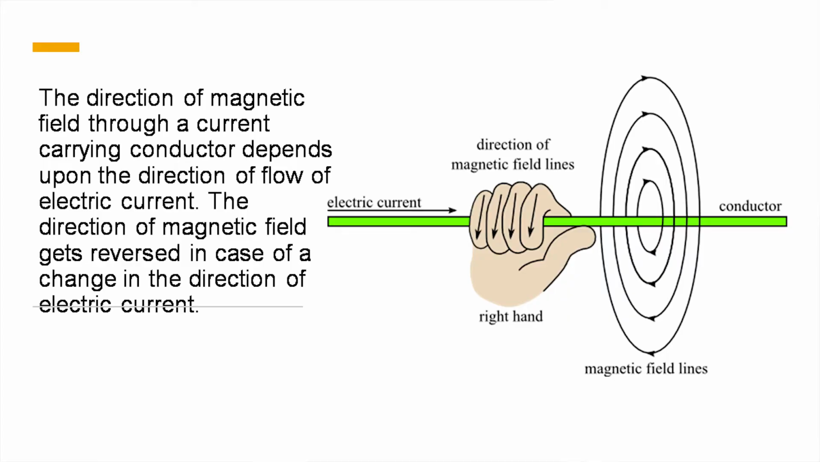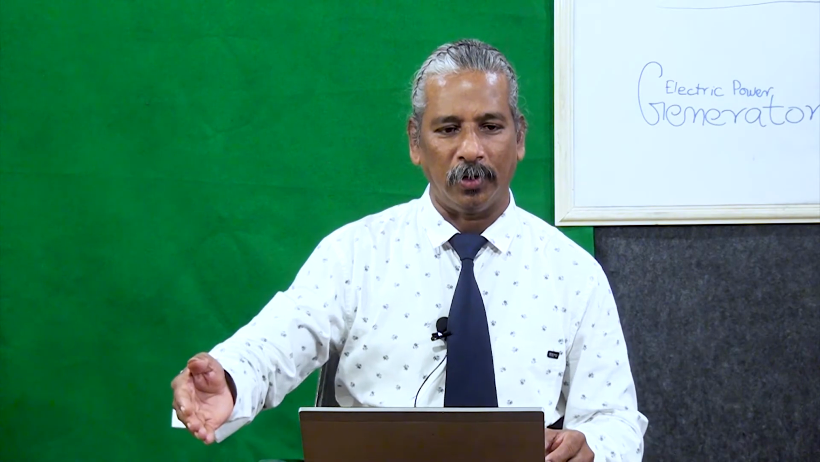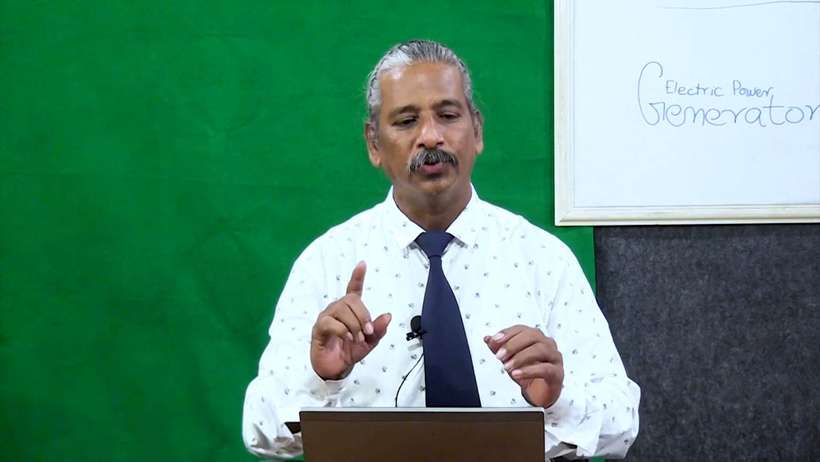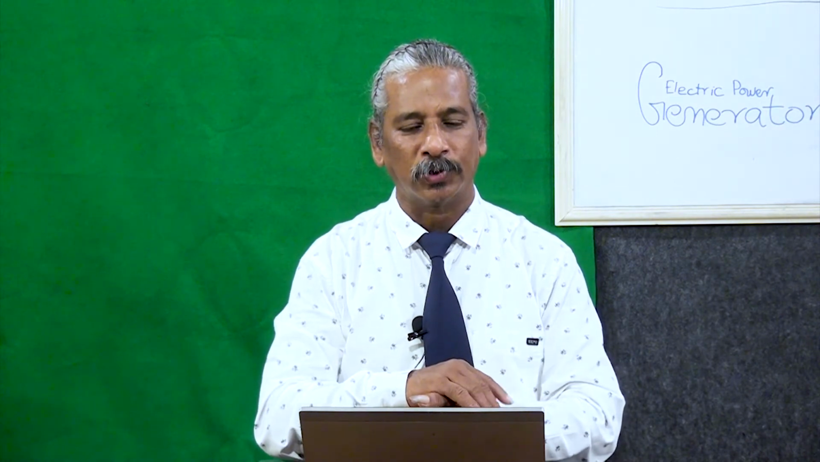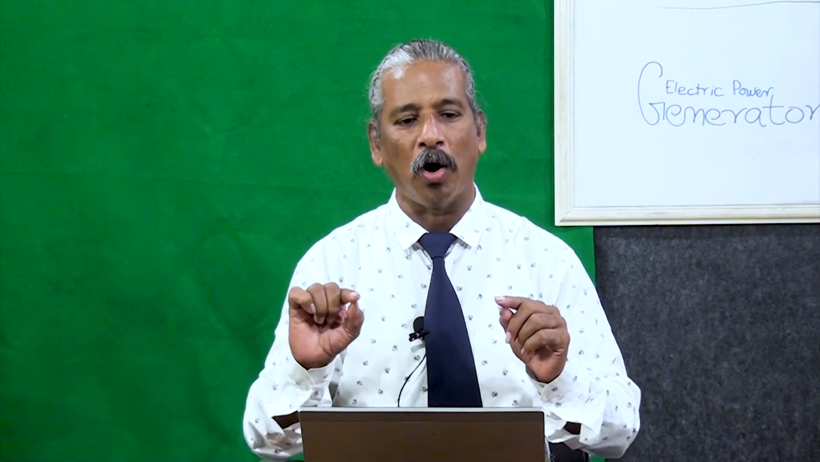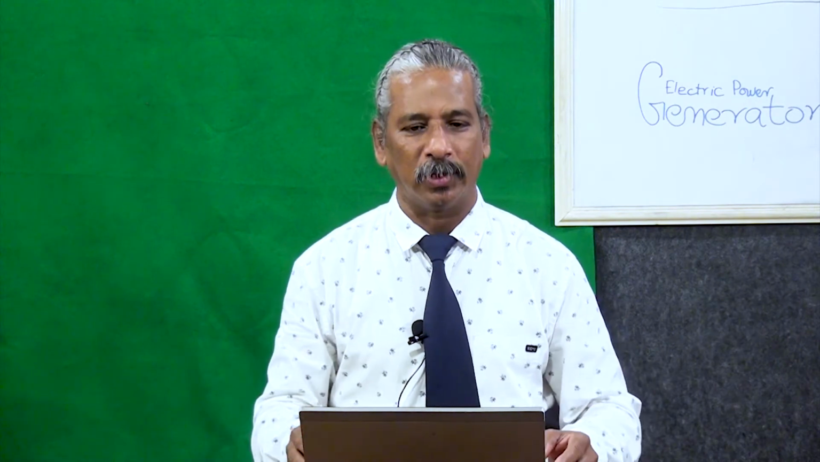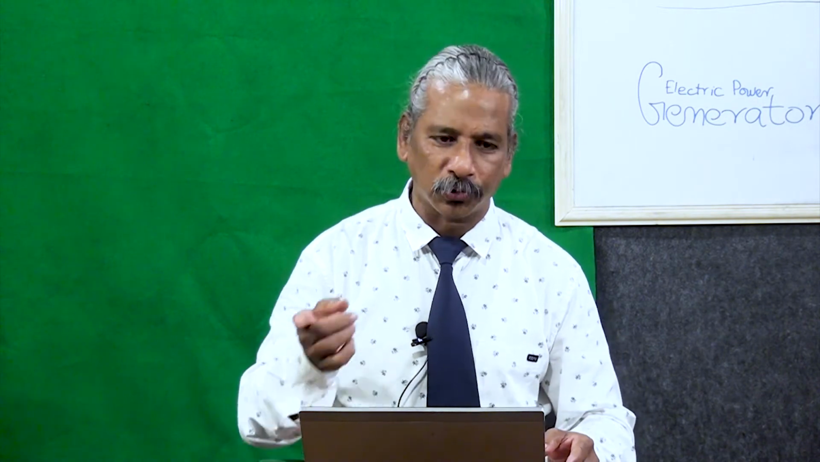The direction of magnetic field through a current carrying conductor depends upon the direction of flow of electric current. The direction of magnetic field gets reversed if this flow is reversed. Let a current carrying conductor be suspended vertically and electric current is flowing from south to north. In this case, the direction of magnetic field will be anti-clockwise. If the current is flowing from north to south, the direction of magnetic field will be clockwise.